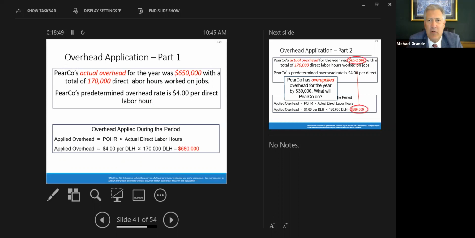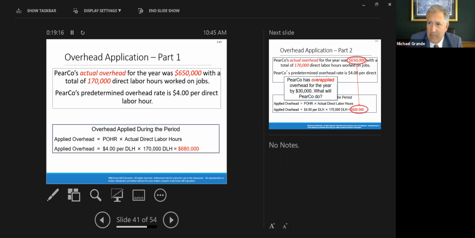Peerco's actual overhead for the year was $650,000, with a total of 170,000 direct labor hours worked on jobs. Peerco's predetermined overhead rate is $4 per direct labor hour. Overhead applied during the period: predetermined overhead rate multiplied times actual activity. So they transferred $680,000 to work in process.